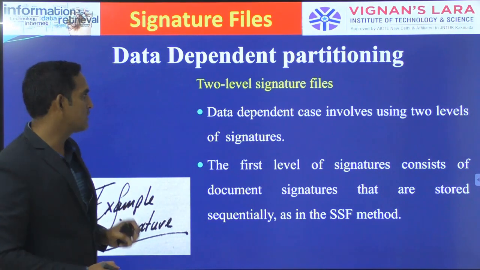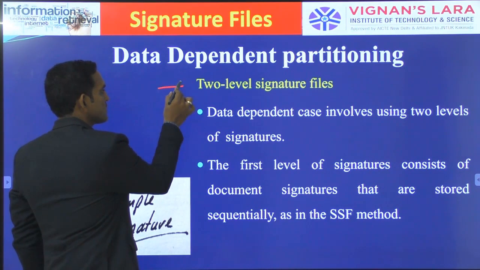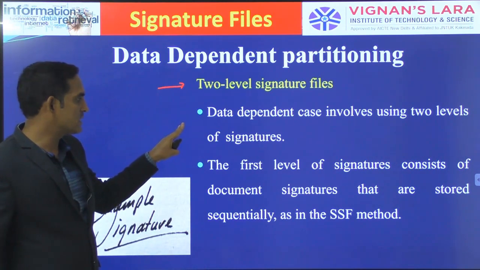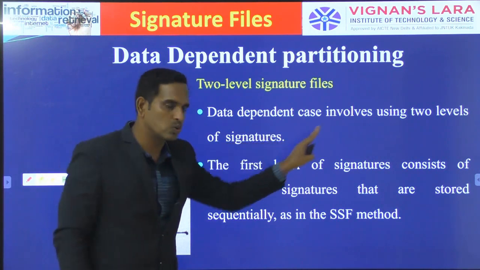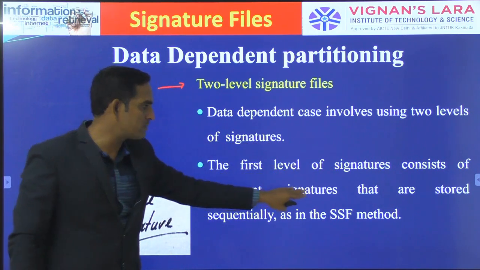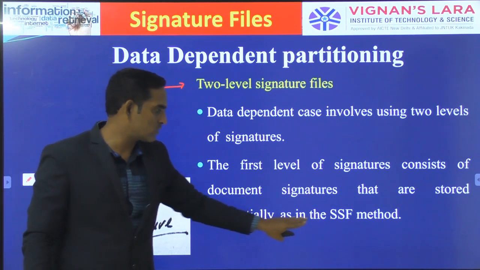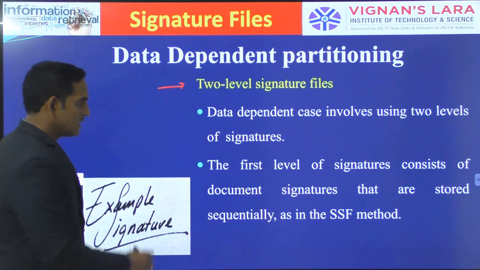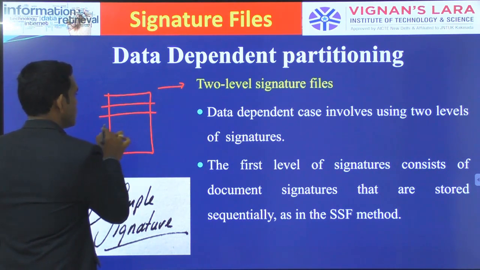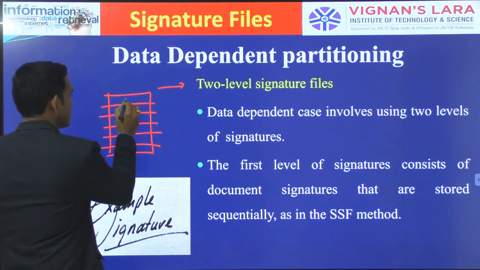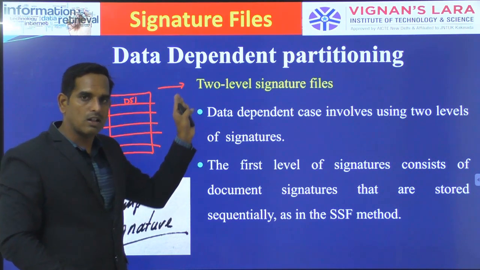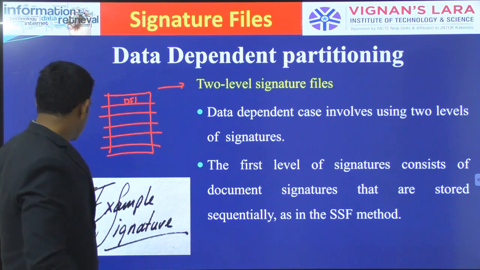The data dependent partitioning is implemented by using the first method, that is the 2-level signature files. So in 2-level signature files, we are going to use 2 levels of signatures. The first level of signature consists of document signatures that are stored sequentially in an SSF file. If you are having 100 documents, we will be having 100 document signatures, DS1, DS2, like this, we will be having all the document signatures.